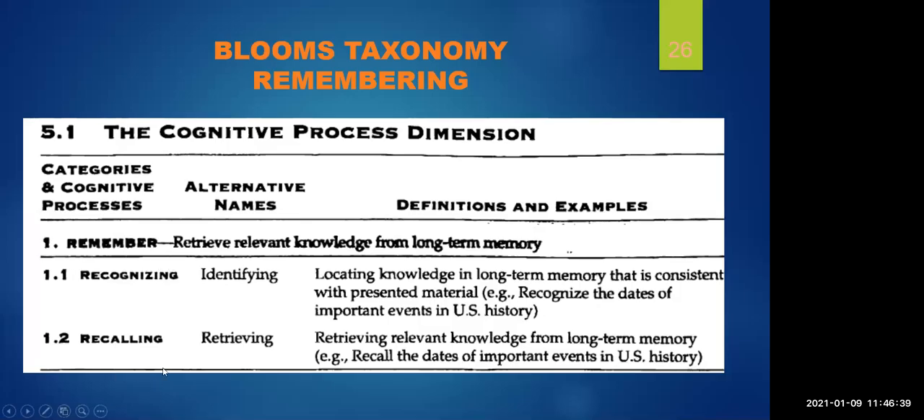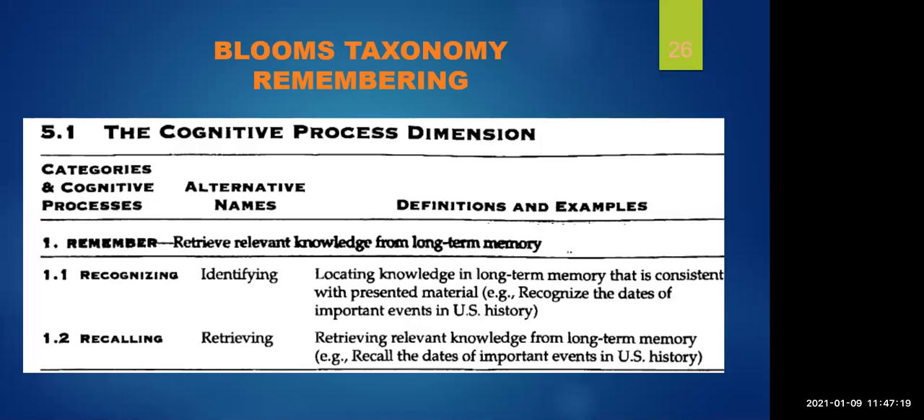recognizing and recalling. Recognizing is nothing but identifying: locating the knowledge in long-term memory that is consistent with the presented material. So whatever knowledge we have, with the present situation or example stated, the student has to identify it. And similarly, retrieving or recalling: retrieving the relevant knowledge from long-term memory. So he has to recall it. So we have to identify the knowledge, recall it, recognize it from a memory point of view. For example, when there is firing of a gun and an opposite reaction happens, you should first of all identify what type of law is to be applied.